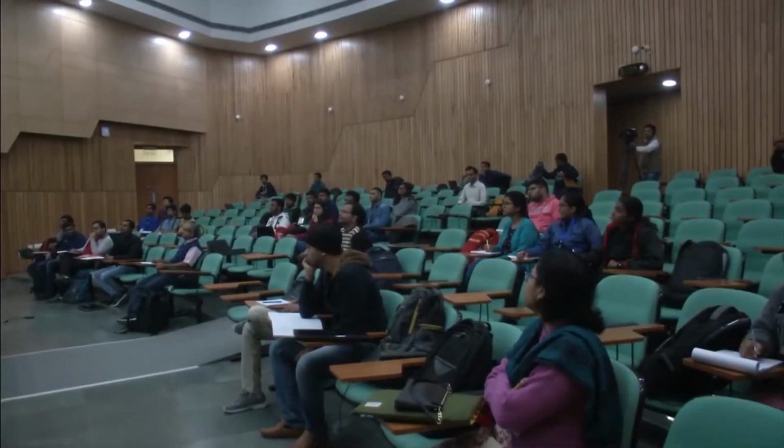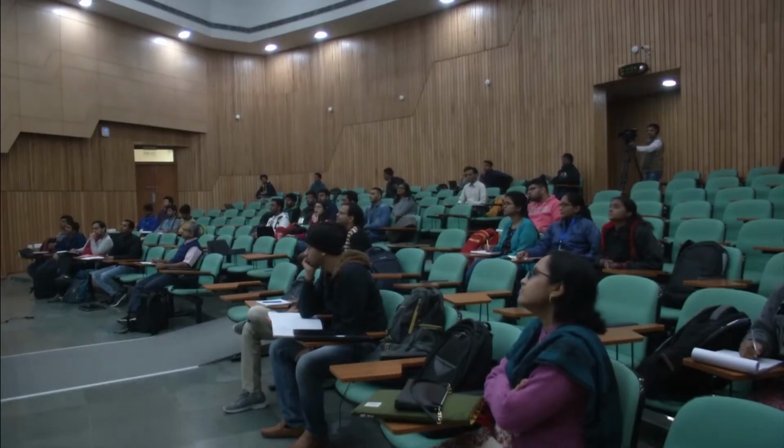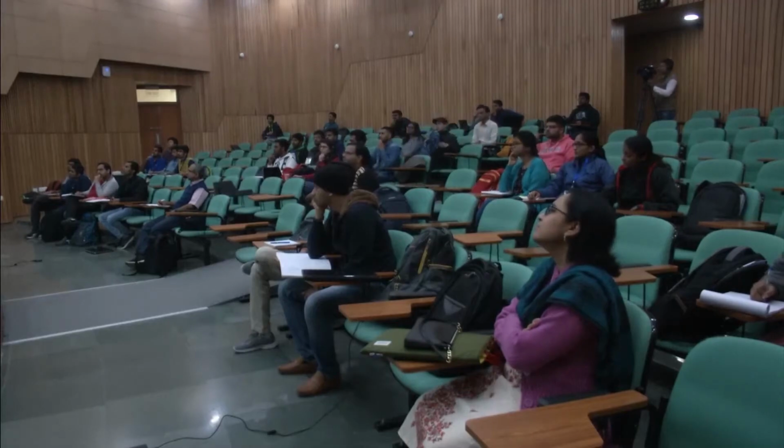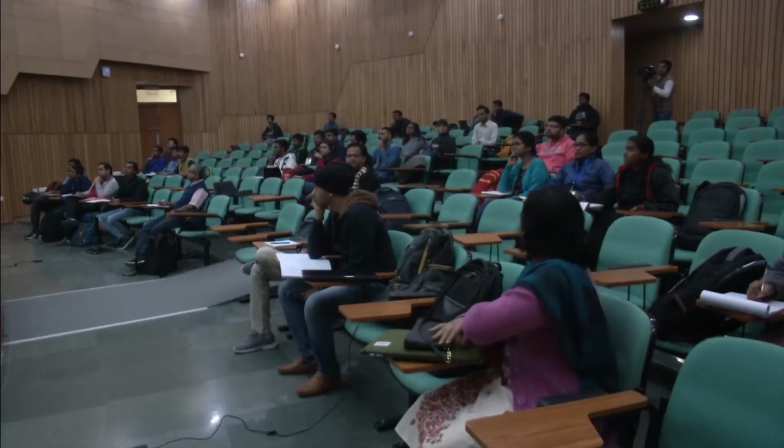Good. So another question. We talked about work sharing constructs in OpenMP yesterday, right? You have a for loop, or an iteration, and then you can distribute it amongst multiple threads. Hash pragma OMP parallel for is one way in which we can try and distribute work. This is called cyclic distribution of work. Is this example clear to everyone?